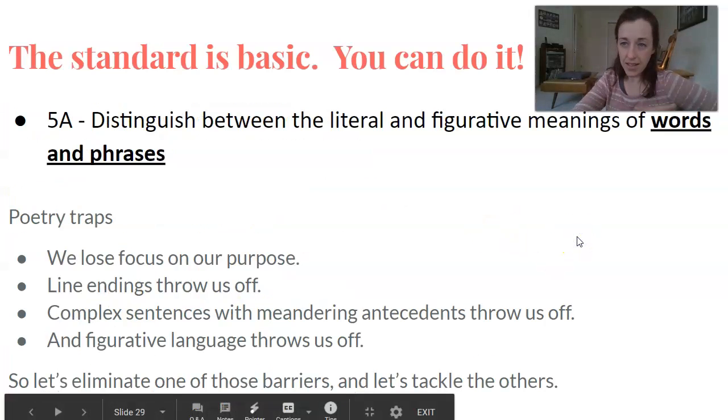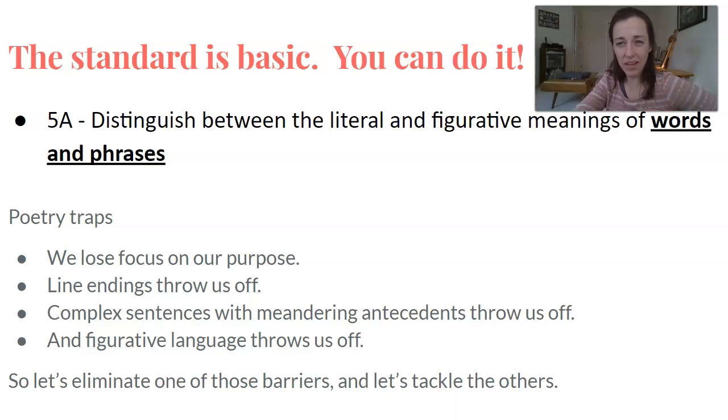So our basic standard, very basic in its inception, but not when applied, is distinguish between literal and figurative meanings of words and phrases. Okay, why is that so hard? It's hard when applied to difficult texts. We lose focus on our purpose. What are we even doing here? Line endings throw us off. Complex sentences with meandering antecedents throw us off. And figurative language can throw us off. So we're going to just focus in laser-like on that 4th bullet point today.